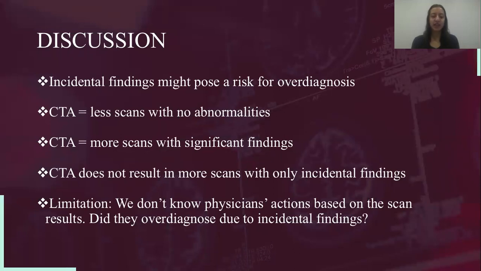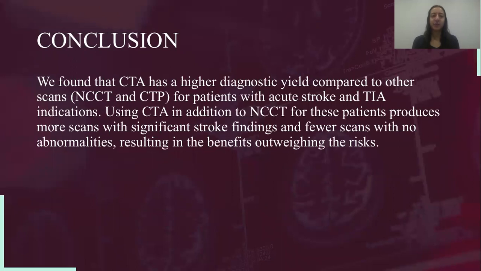One limitation with this study is that we were unable to access information on the actions that the physicians took based on the scan results, meaning that we do not actually know if overdiagnosis resulted from any of the incidental findings. To conclude, we found that CTA has a higher diagnostic yield compared to other scan types for patients with acute stroke and TIA indications. Using CTA in addition to NCCT for these patients provides more scans with significant stroke findings and fewer scans with no abnormalities, resulting in the benefits outweighing the risks.